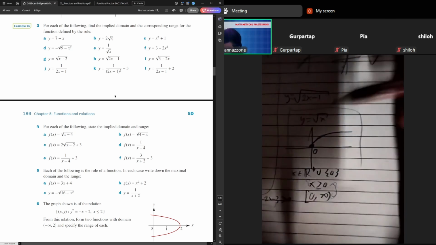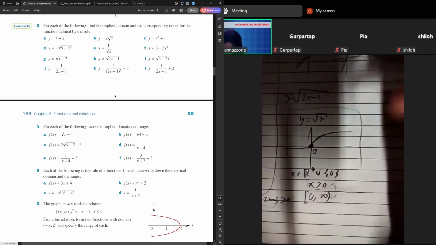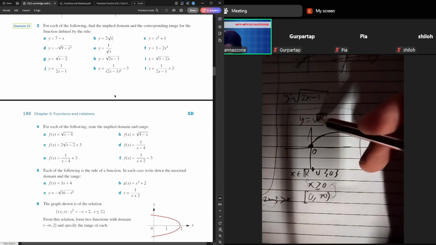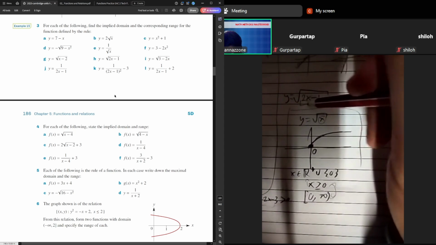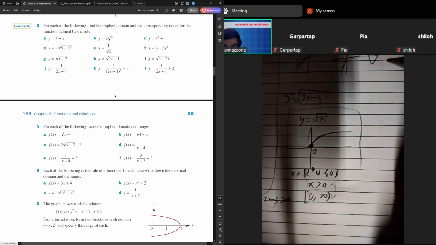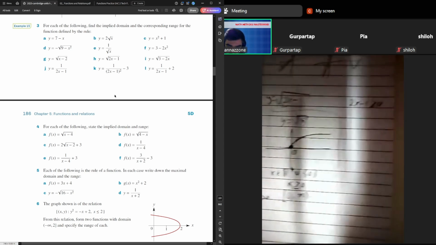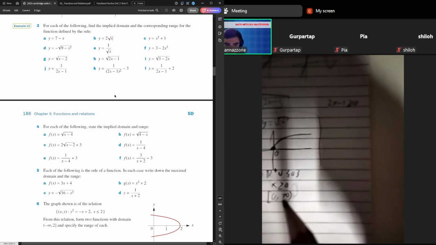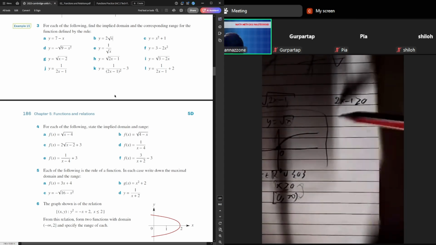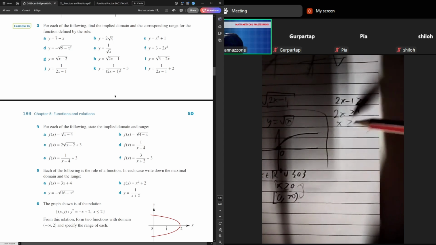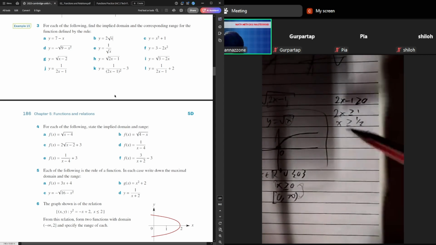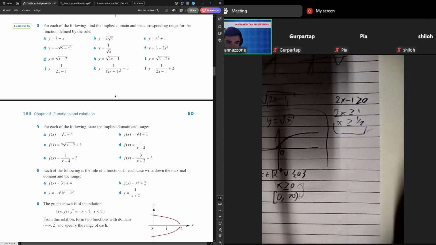Okay, so we know the basic understanding of how the root works. We just need to make sure that whatever's inside the root is positive or 0. In this case, we have 2x minus 1. That has to be positive or 0. So we have 2x minus 1 greater than or equal to 0. I know all of you can solve that inequality. 2x greater than or equal to 1, x greater than or equal to a half. That is the maximal domain.